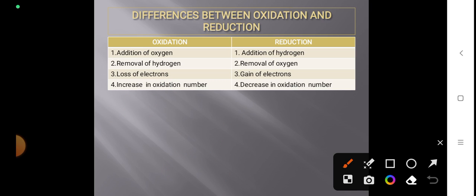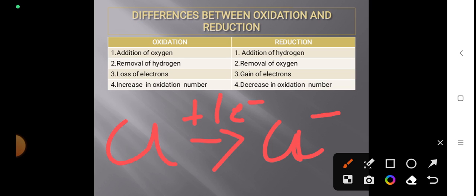Example, we can take chlorine. See, chlorine is highly electronegative, belongs to group 17 in the periodic table. Since it is more electronegative, it has a tendency to attract or withdraw electrons of an adjacent atom. So when it withdraws an electron from an adjacent atom, it becomes Cl minus. So here what is happening? There's a gain of one electron.